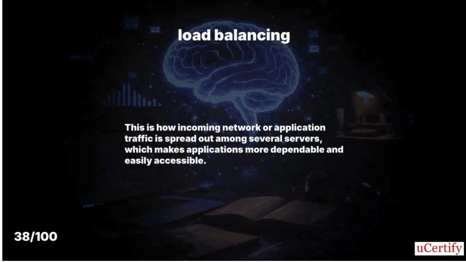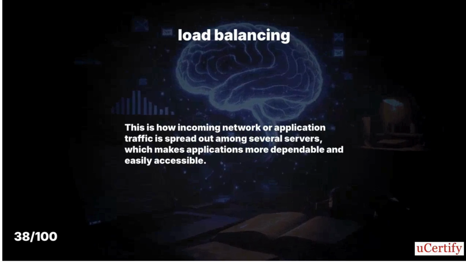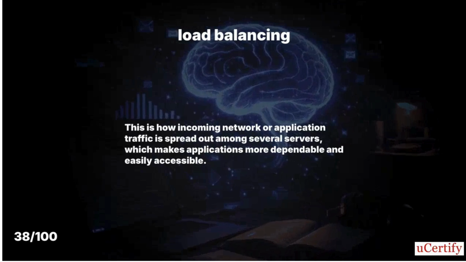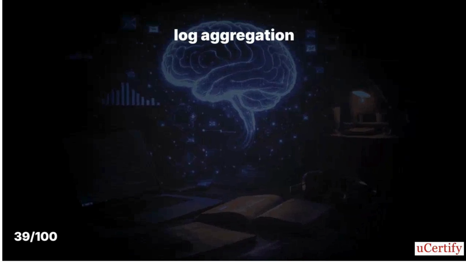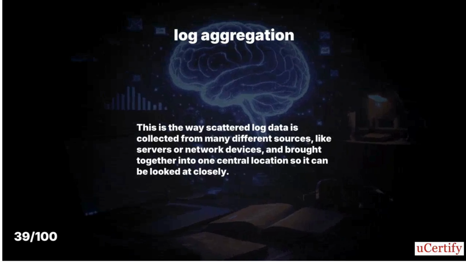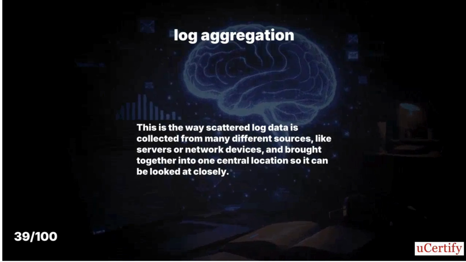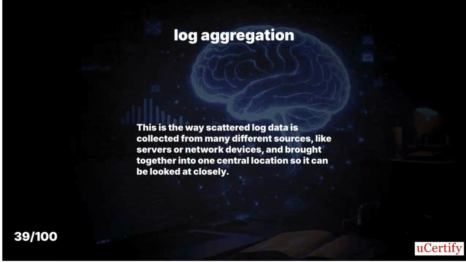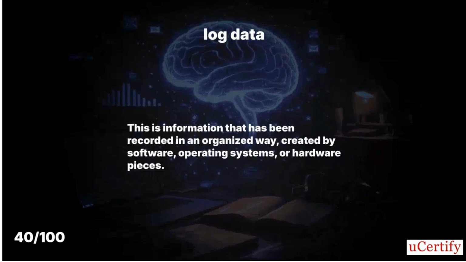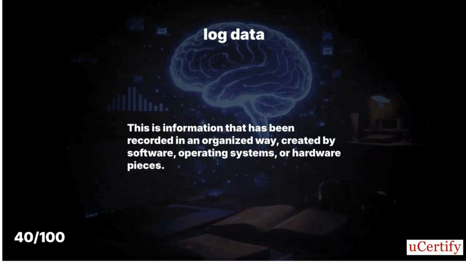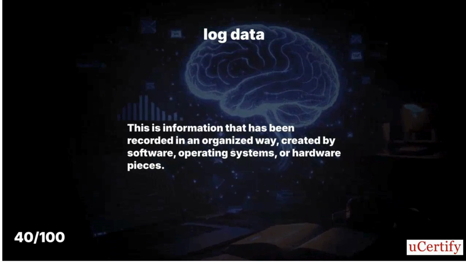Load balancing. This is how incoming network or application traffic is spread out among several servers, which makes applications more dependable and easily accessible. This is the way scattered log data is collected from many different sources, like servers or network devices, and brought together into one central location so it can be looked at closely. This is information that has been recorded in an organized way, created by software, operating systems, or hardware pieces.